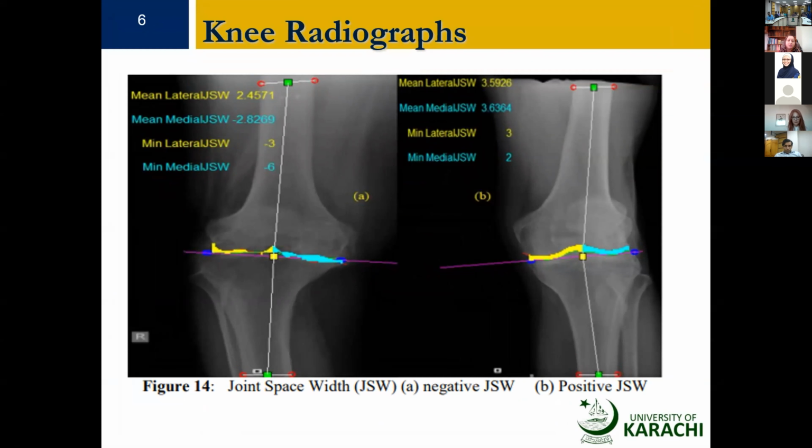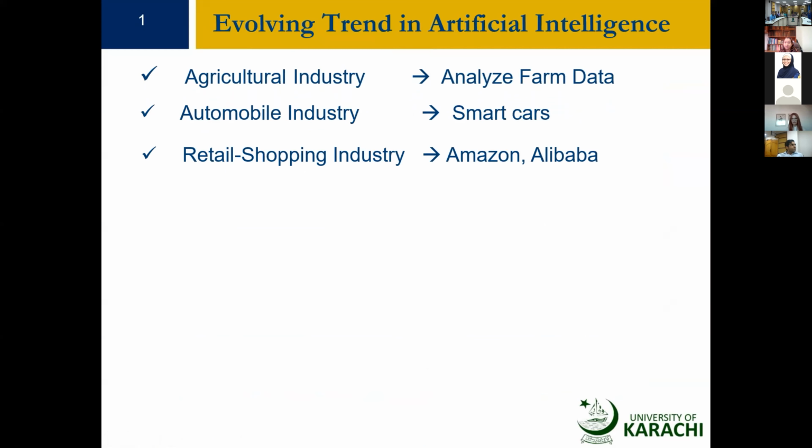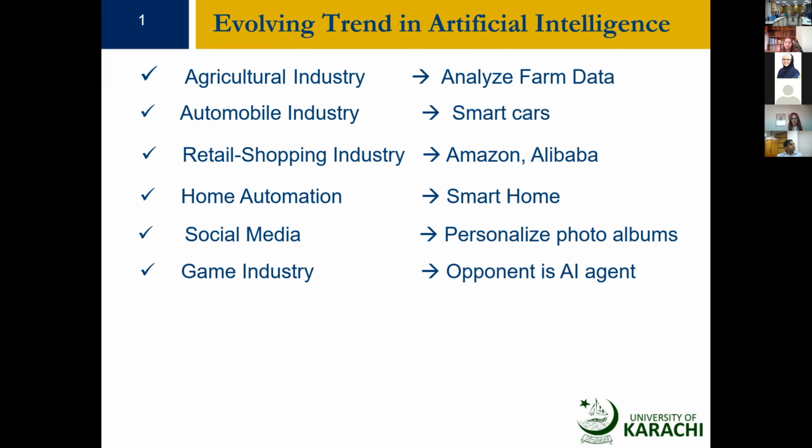obviously the agricultural industry, in which we analyze the farm data. The automobile industry, obviously soon we will see the smart cars. The retailer and shopping industry, Amazon, Alibaba is one of the examples. The home automation, everybody wants to make their home smart. Everybody wants personalization, so social media is another area.